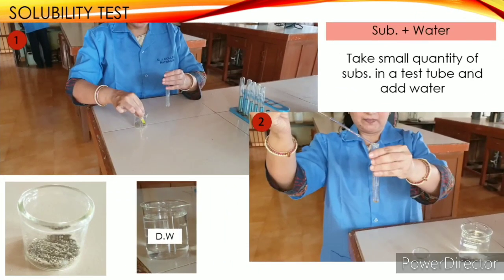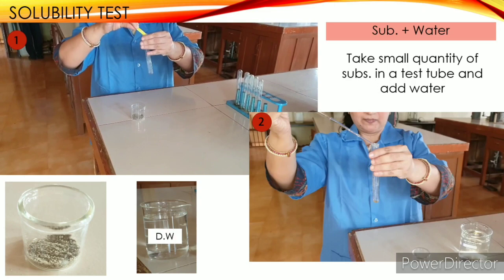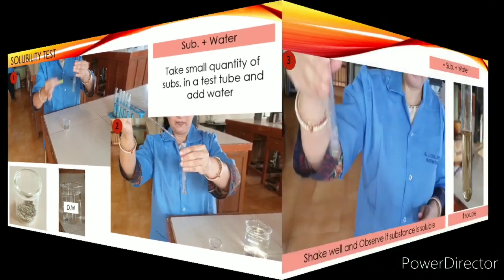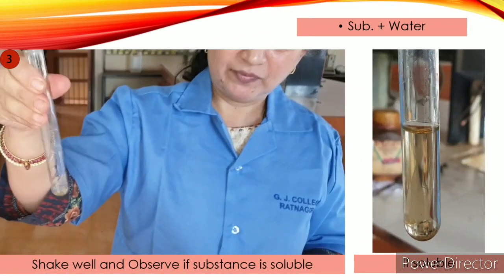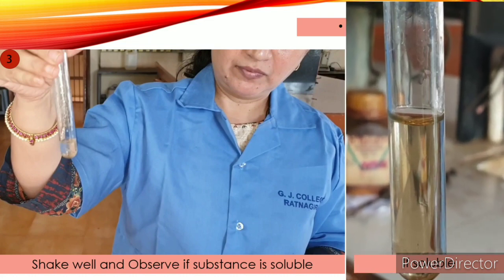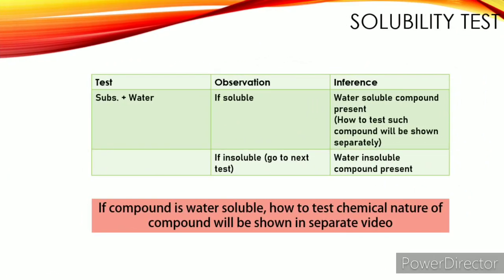We start by checking the solubility of the substance in water. How do we do this? Take a small quantity of the substance in a test tube and add water to it. Shake it well and observe if your substance is soluble. If the substance is soluble in water, we take certain tests to determine its chemical nature. I will prepare a separate video and show you how to determine the chemical nature of a water soluble compound.